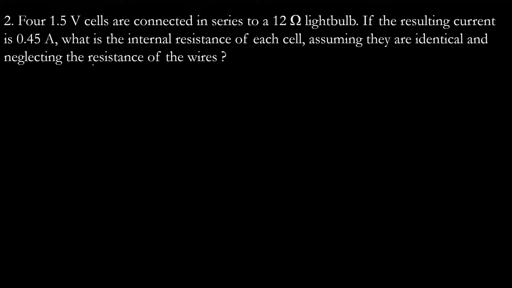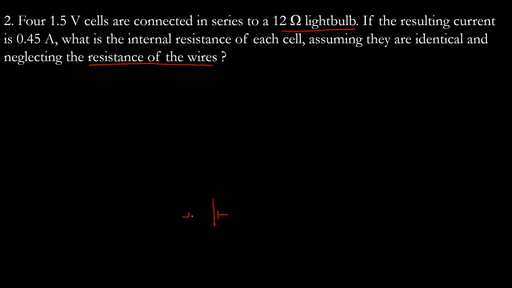So usually in circuit problems, we always neglect the resistance from wires. So we assume the wires which connect our battery to the external device, here the light bulb, are resistance-less. So they say there are four batteries which are connected in series. So it is something like this.